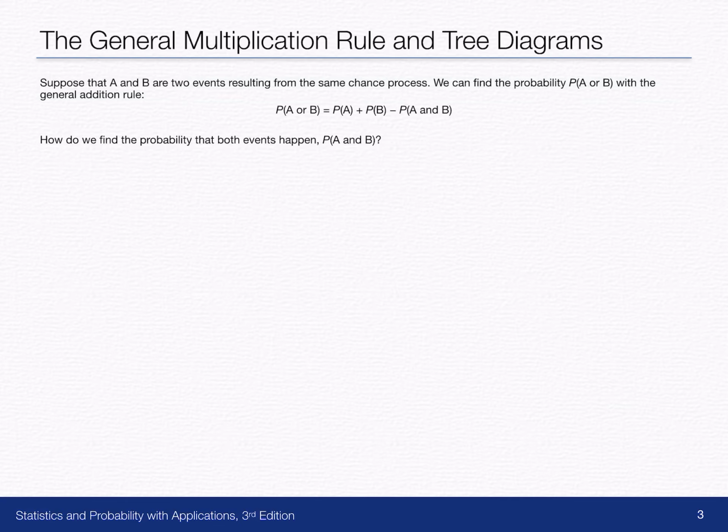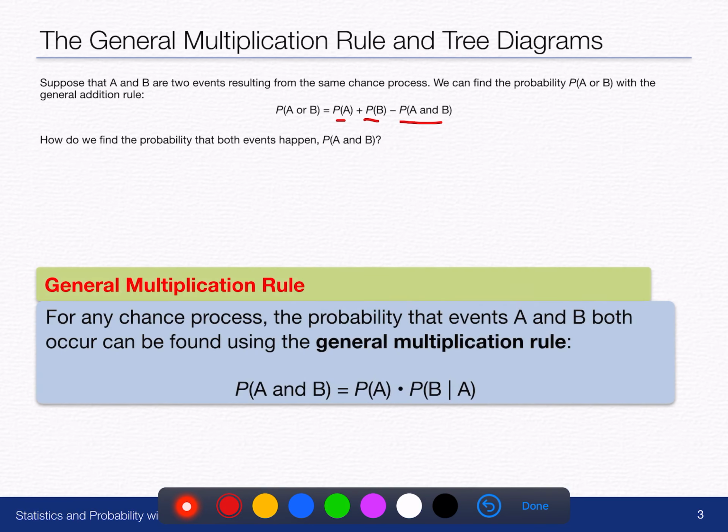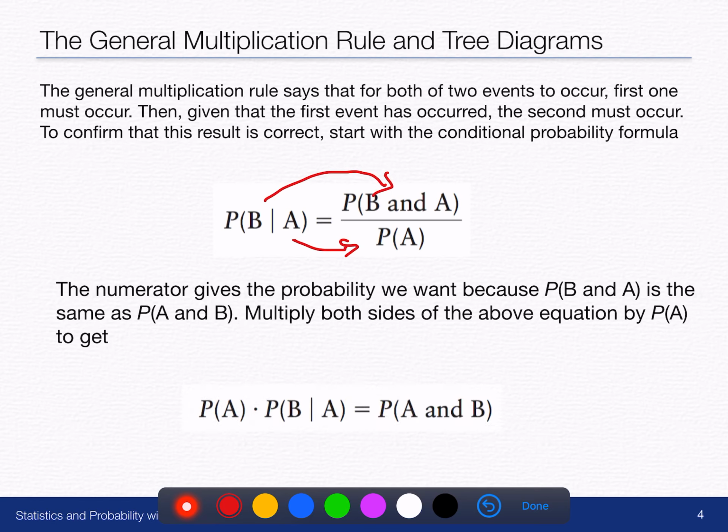If two events result from the same chance process, notice they did the probability of A plus the probability of B minus the intersection. Okay? Now, one of the things we're going to talk about is the probability of A and B. Notice this is the probability of A times the probability of B given that A has happened. All right, so that's what we're going to talk about right now. In this case, notice, again, the given part is on the denominator, and the intersection of B and A is on top. All right?